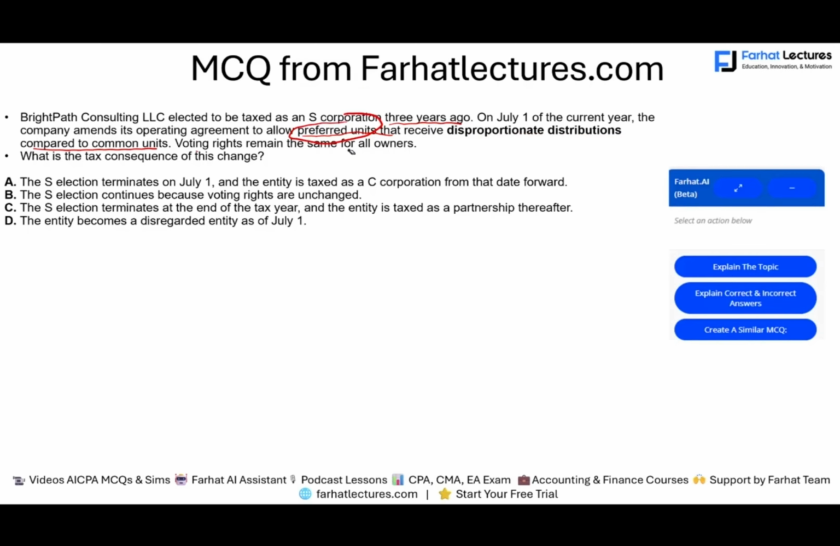What happens if you lose your S corporation status? You lost your S corporation status. Therefore, the S corporation terminates on July 1st, and the entity is taxed as a C corporation from that date forward. And from this date, they have to wait 5 years if they want to go back to S corporation. Now let's look at the other answers, and we'll make a few assumptions.